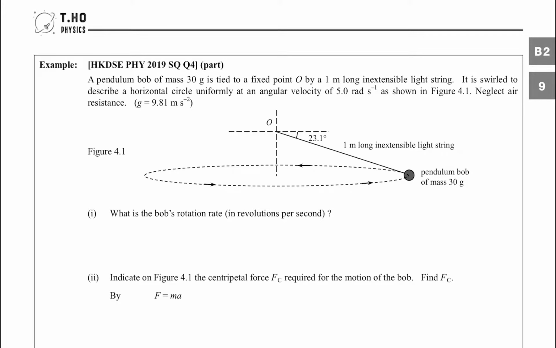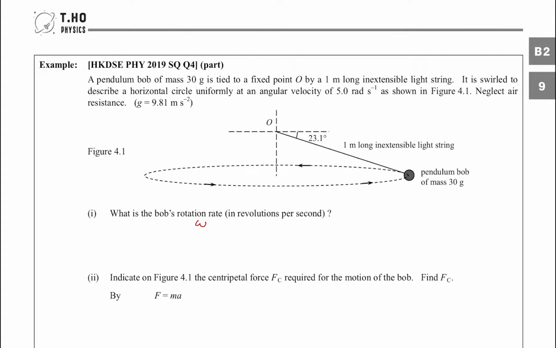Here we come to DSE Physics 219 structure question 4. Here we have a conical pendulum which is set into a circular motion around a horizontal circle. We have a bob tied to a string tied to a fixed point O. Part 1. You are asked about the bob's rotation rate.